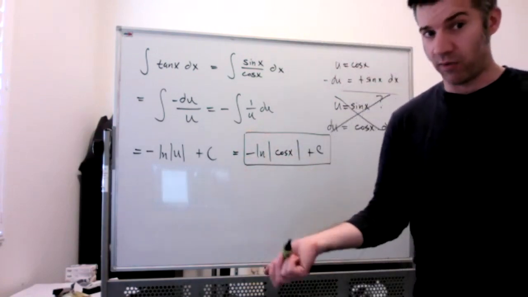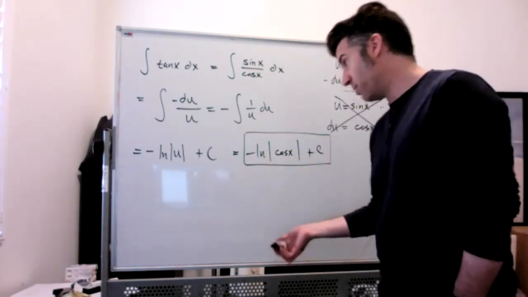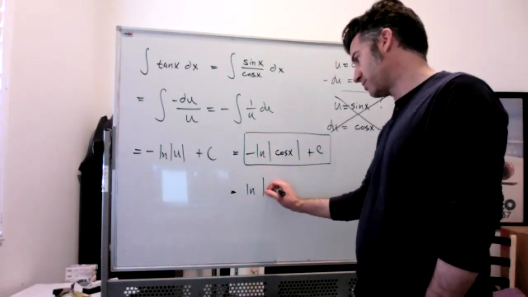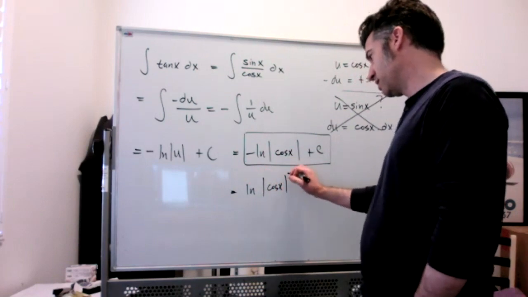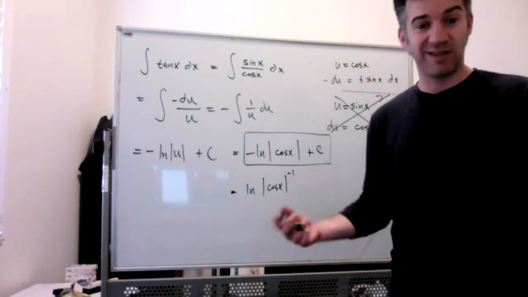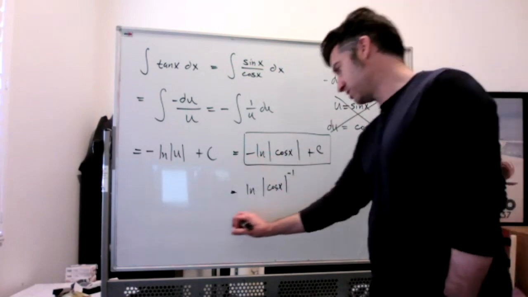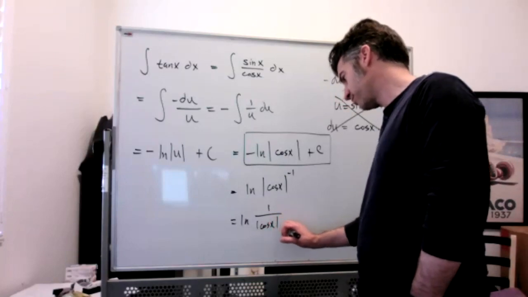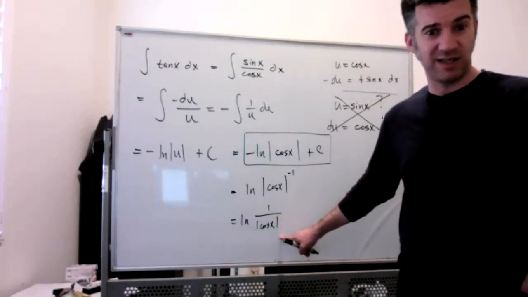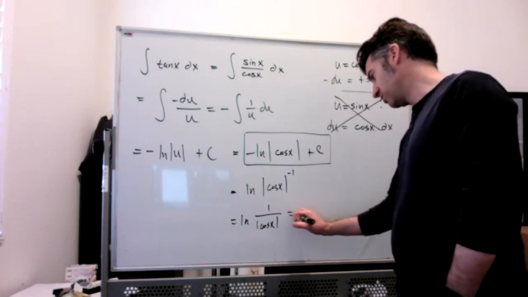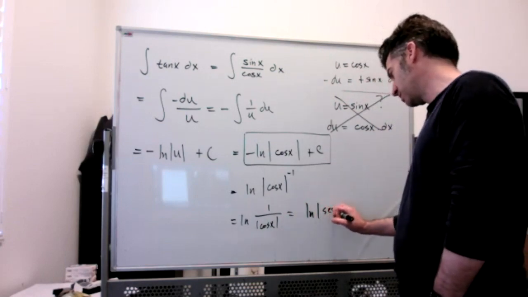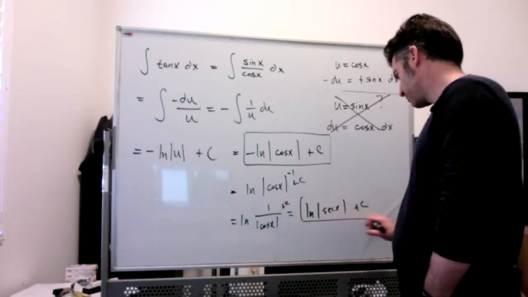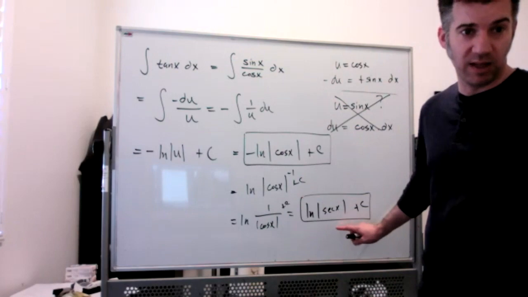There is an alternative form of writing it. I don't know if your teacher has talked about it, but this negative 1 coefficient you could rewrite as the natural log of the absolute value of cosine of x to the negative 1st power. Cosine of x to the negative 1st is 1 over cosine, so this is the natural log of 1 over the absolute value of cosine of x. But 1 over the absolute value of cosine is the same as the absolute value of secant. So this is equal to the natural log of the absolute value of secant of x. Sorry, I lost my plus c.